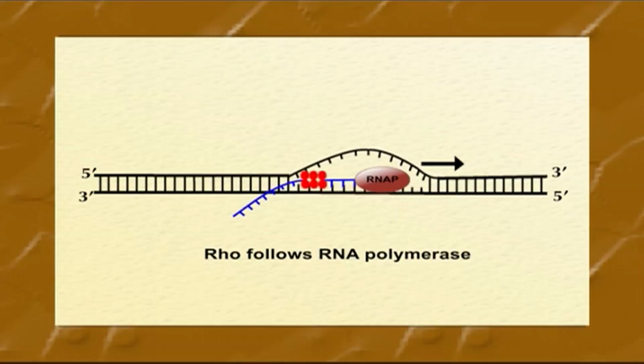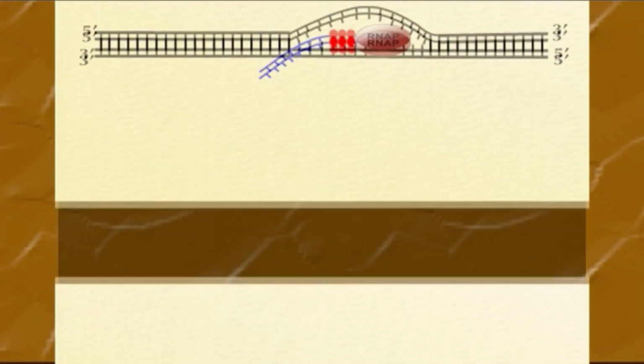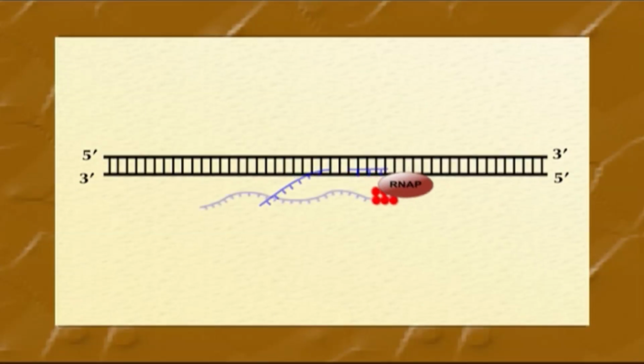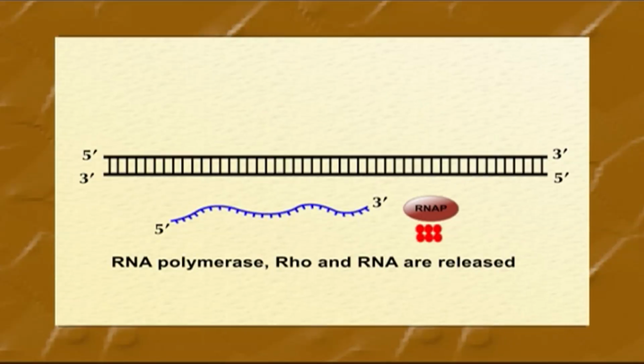How the termination takes place is very important and interesting. When RNA polymerase hits the terminator sequences, it pauses for a short time and during that time, Rho reaches the RNA polymerase and forces it to fall from the template. Once RNA polymerase is detached, the RNA chain also comes off and transcription terminates.